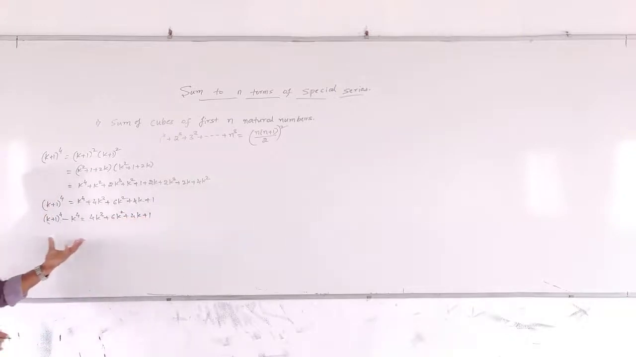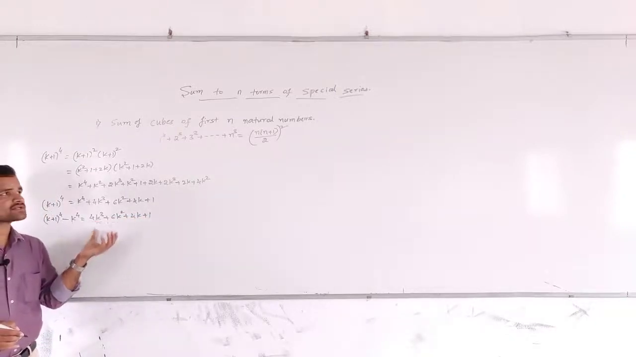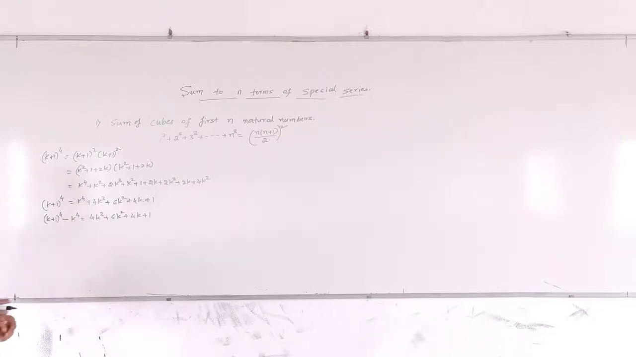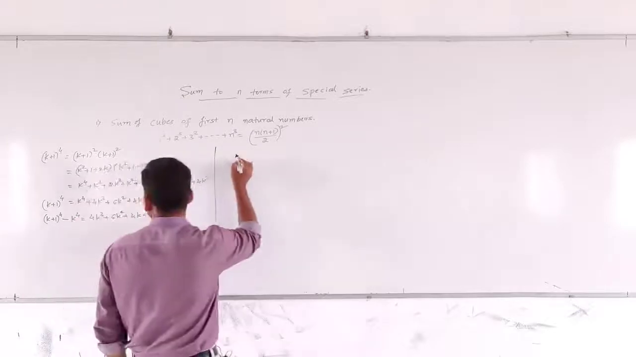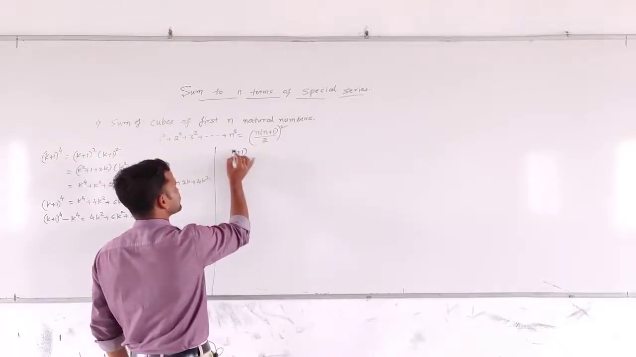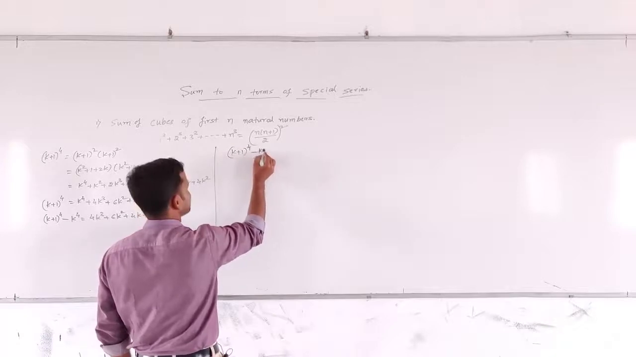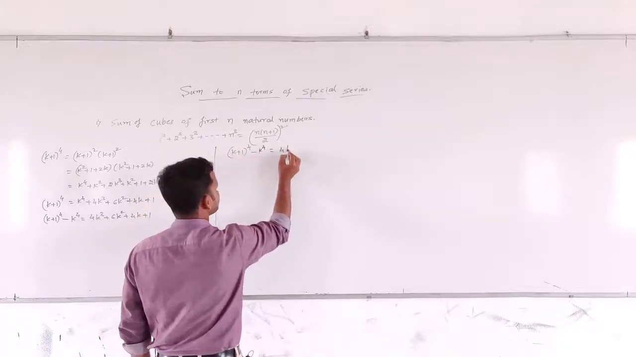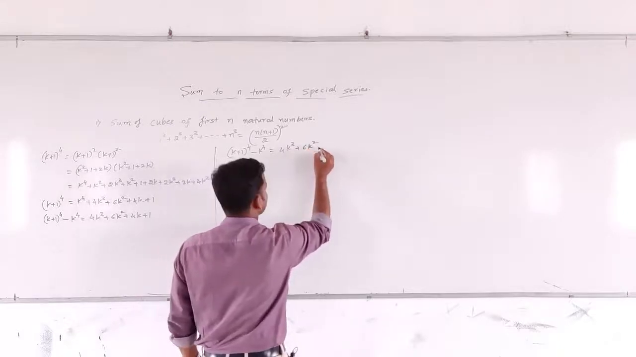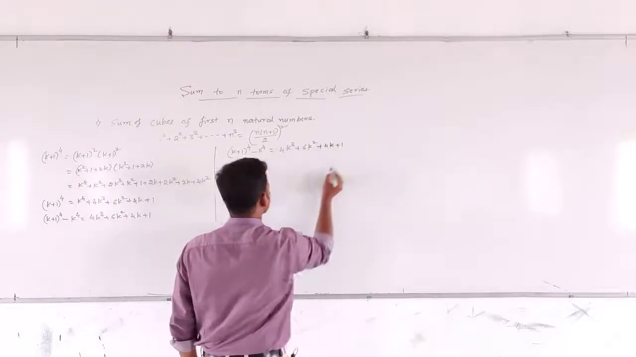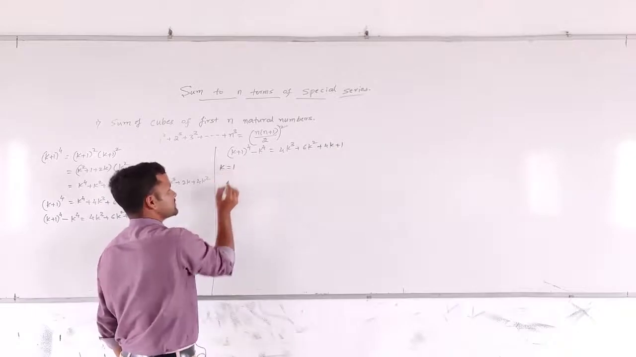I will use this standard expression to derive the formula 1 cube plus 2 cube plus 3 cube up to n cube is equal to (n into n plus 1 by 2) whole square. Now, (k plus 1) whole raised to 4 minus k raised to 4 is equal to 4k cube plus 6k square plus 4k plus 1. Here you substitute the natural numbers.